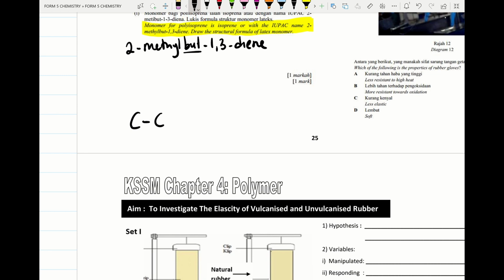We have 4 carbons: 1, 2, 3, 4. So there are two double bonds present, at carbon number 1 and carbon number 3. After carbon number 1 there is a double bond, and after carbon number 3 there is another double bond. So we erase the number.